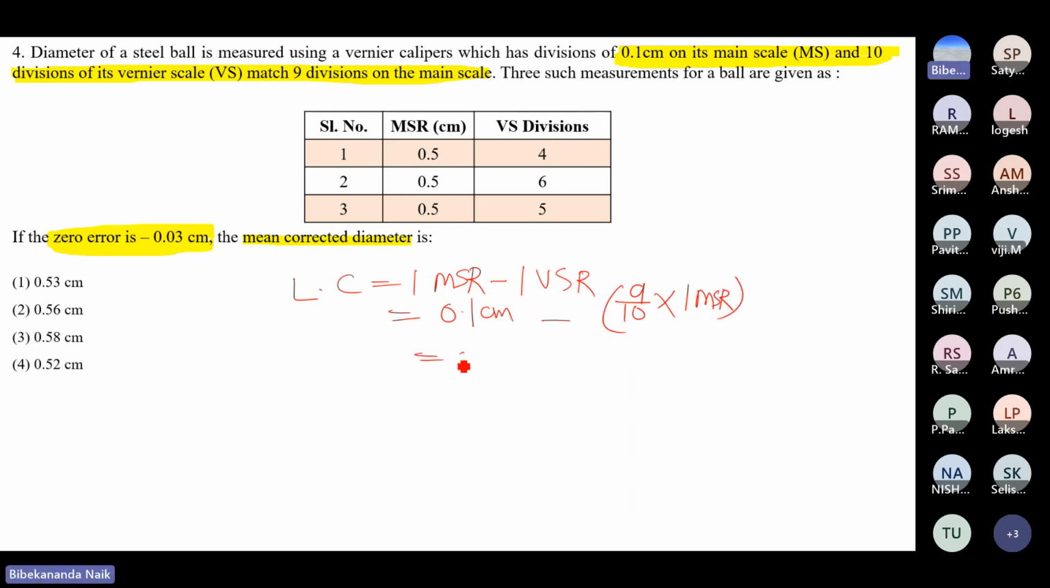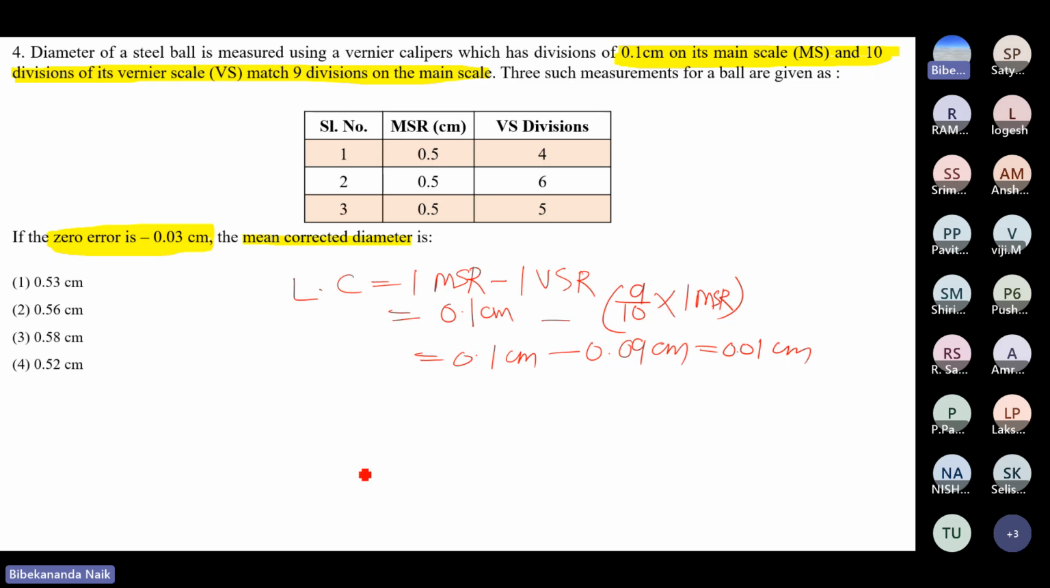So it will be 0.1 centimeter minus 0.09 centimeter. So it will be 0.01 centimeter. So the least count is 0.01 centimeter.